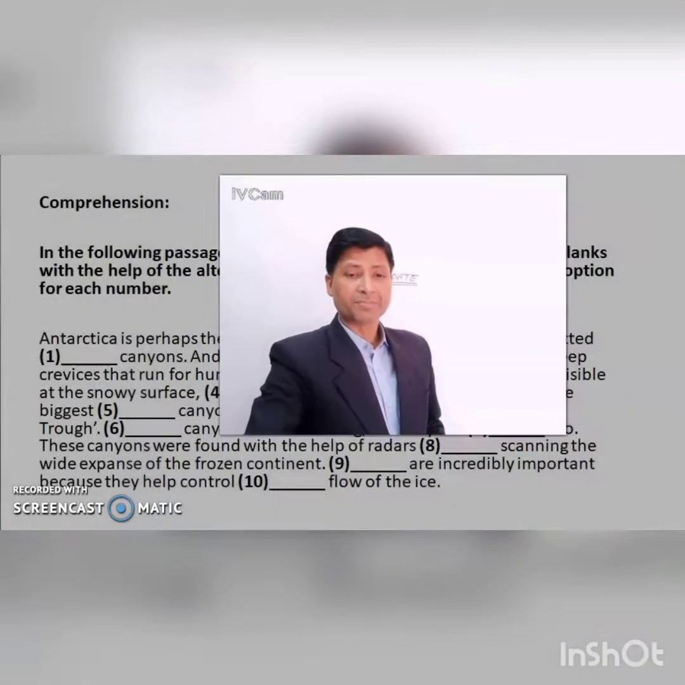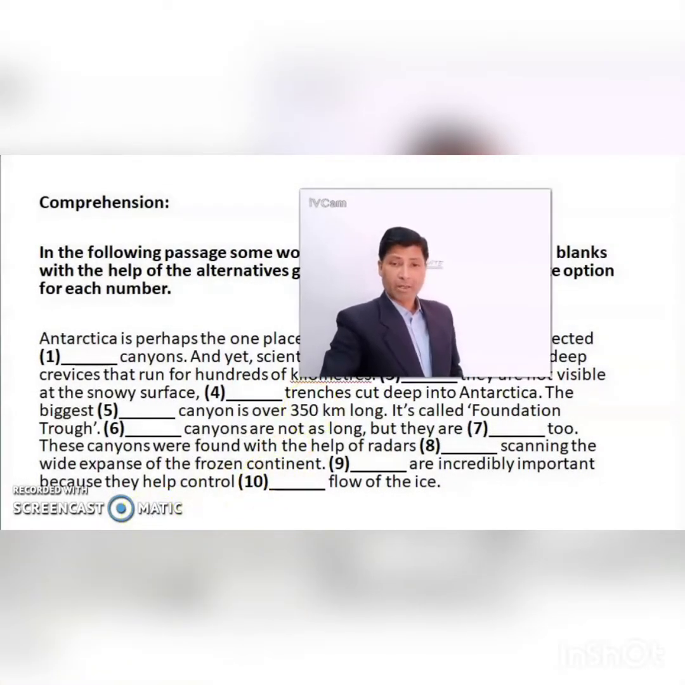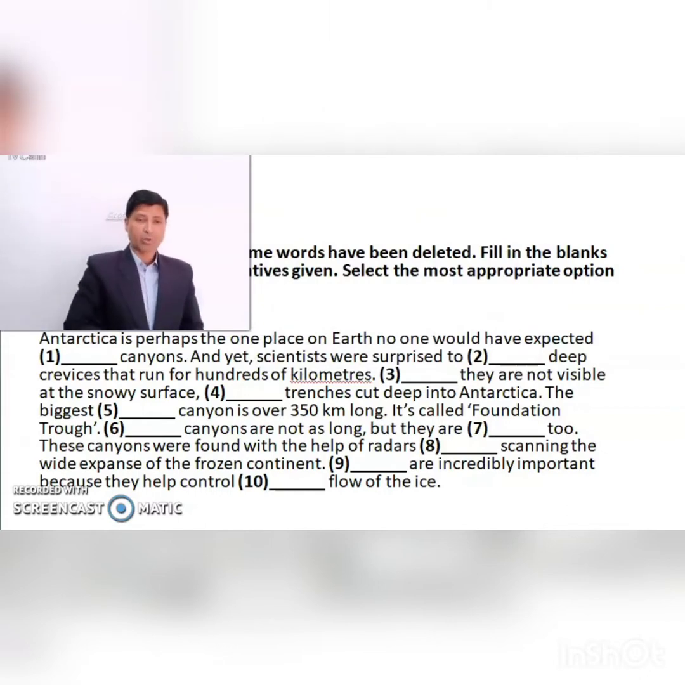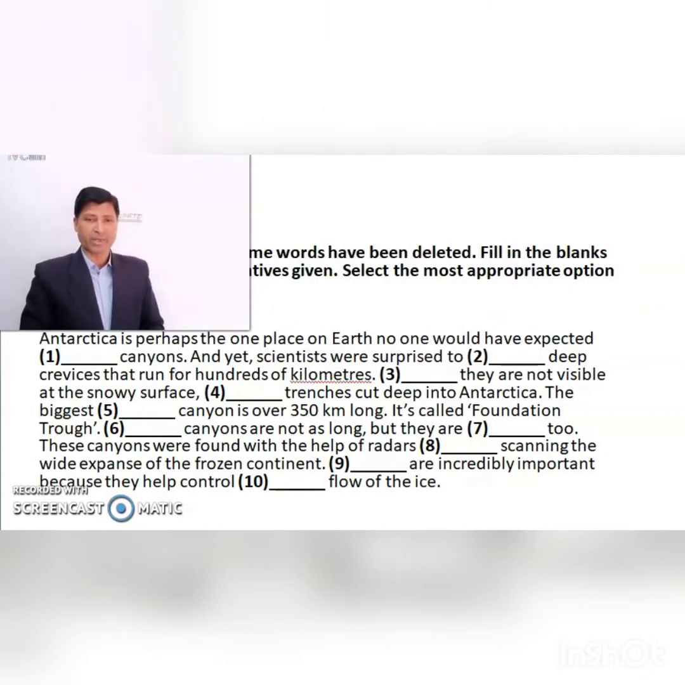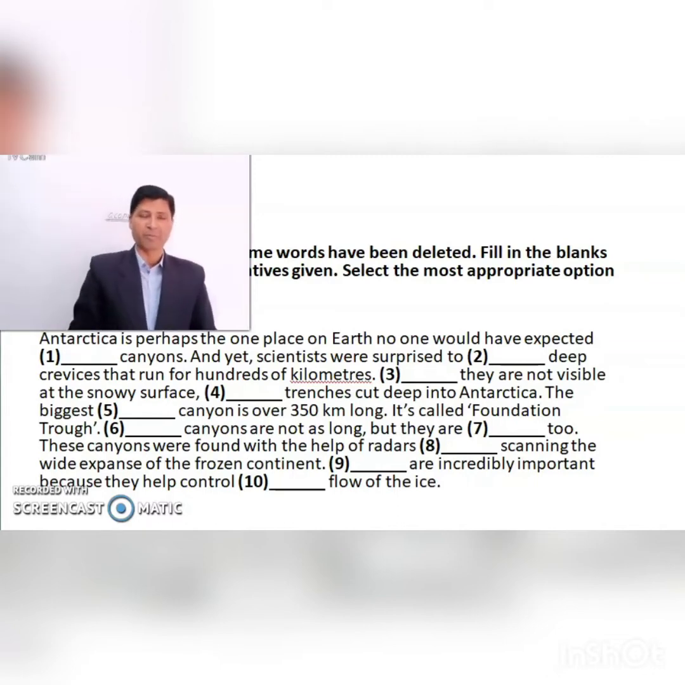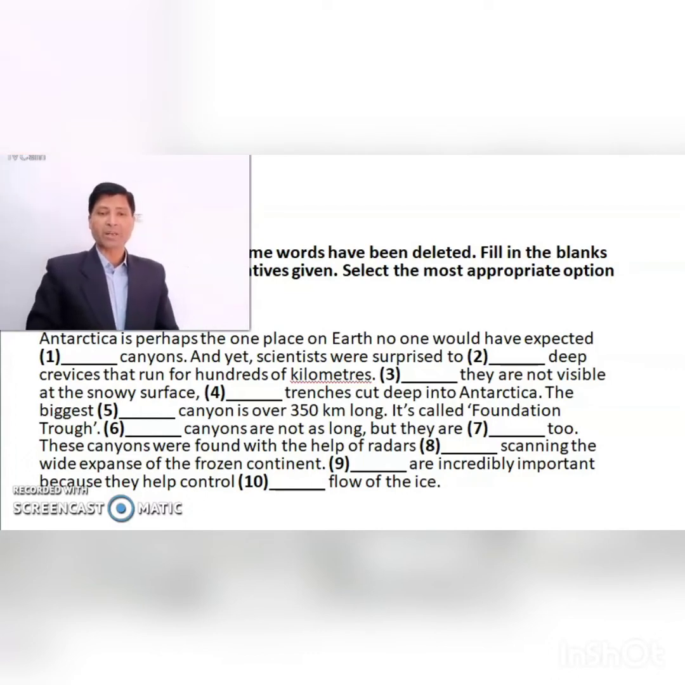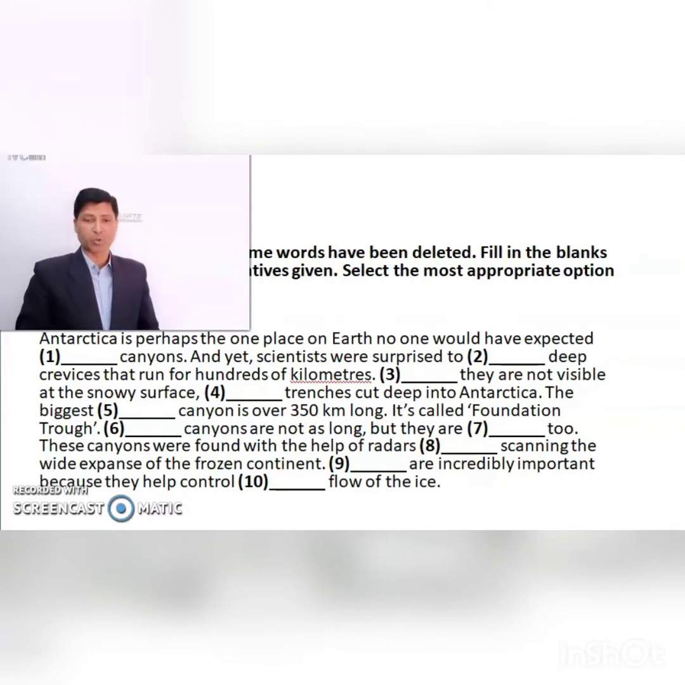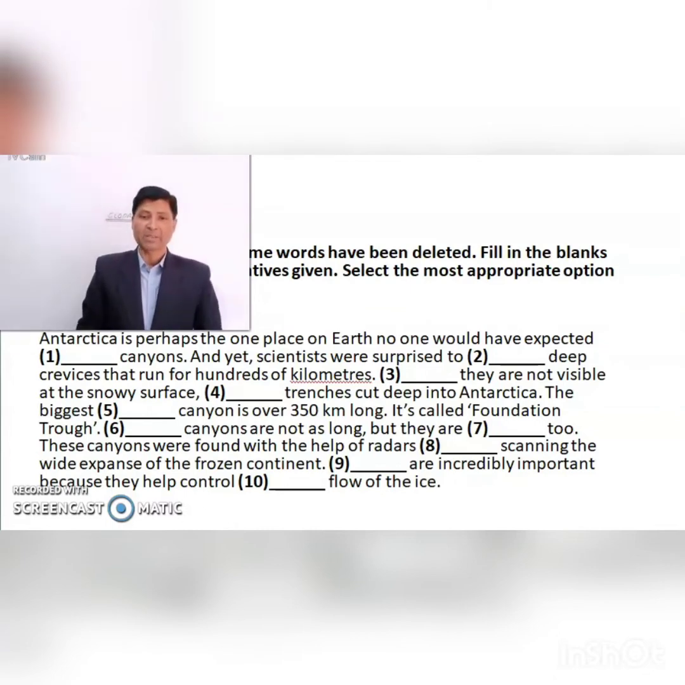Look at the screen, please, and let me place my image here so that you can see the text clearly without any problem. So let us read the passage carefully first and try to fill in the blanks without looking at the options given by the question framer. So what we see, Antarctica is perhaps the one place on earth no one would have expected canyons, and yet scientists were surprised to blank space deep crevices that run for hundreds of kilometers. Blank space number 3, they are not visible at the snowy surface.